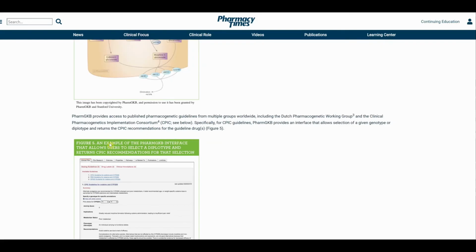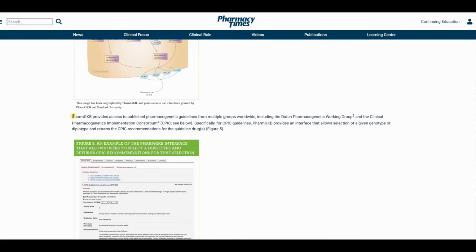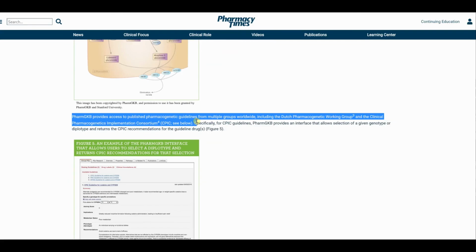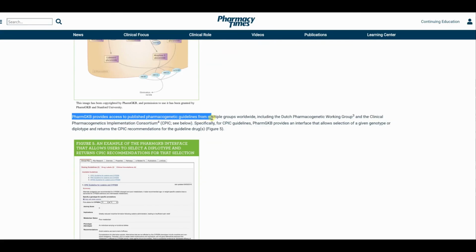it goes through all the several things that it has, but PharmGKB also provides access to published pharmacogenetic guidelines from multiple groups worldwide, including the Dutch Pharmacogenomic Work Group. So they provide their own guidelines, DPWG for short, and then the Clinical Pharmacogenetics Implementation Consortium, or CPIC.